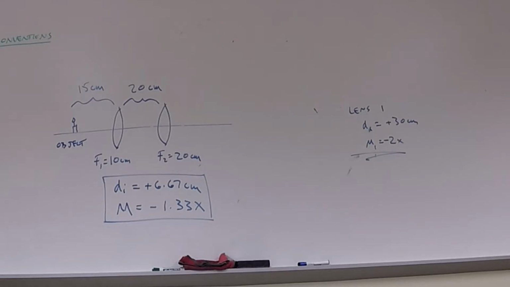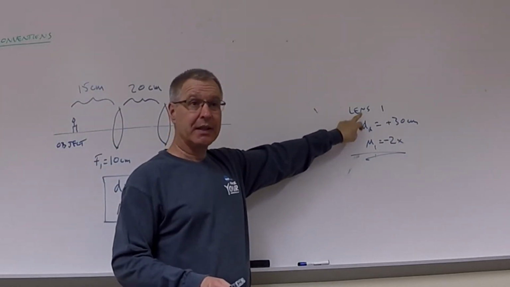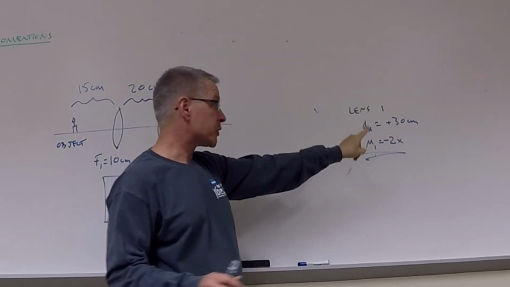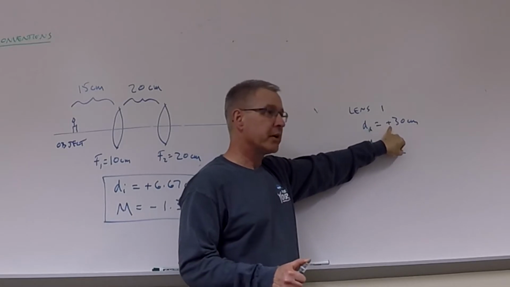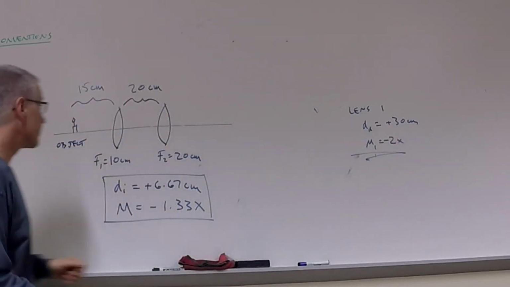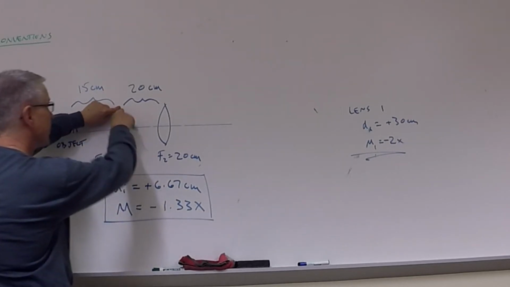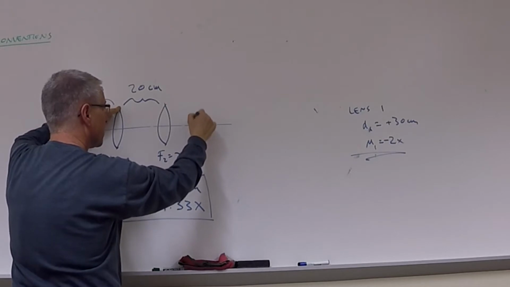As you're working on it, what does this mean? If you do just lens one, by itself, if nothing else was around, it would have made an image 30 centimeters away. That plus tells me it's to the right of lens one. Well, where is that? That's 30 centimeters that way. Here's 20 centimeters, so that puts it over here in this region.